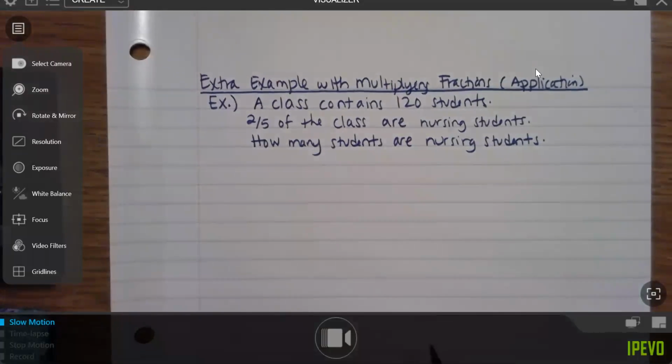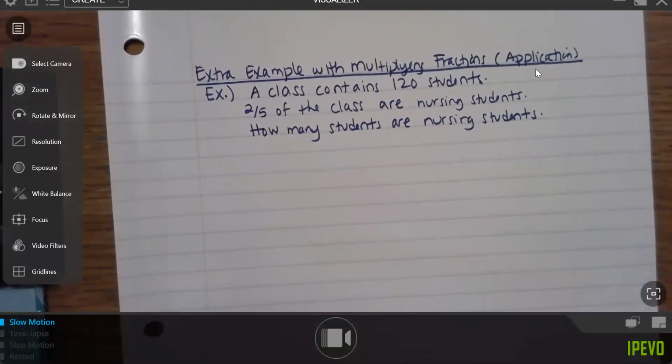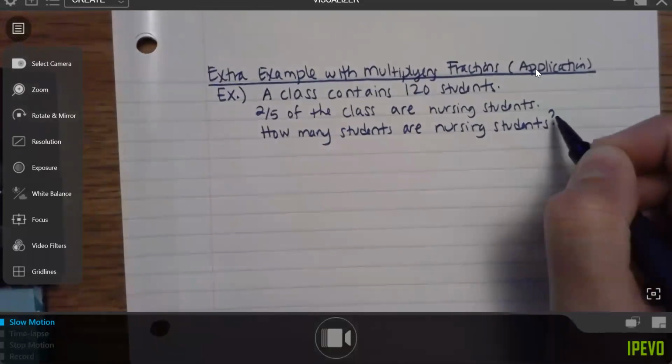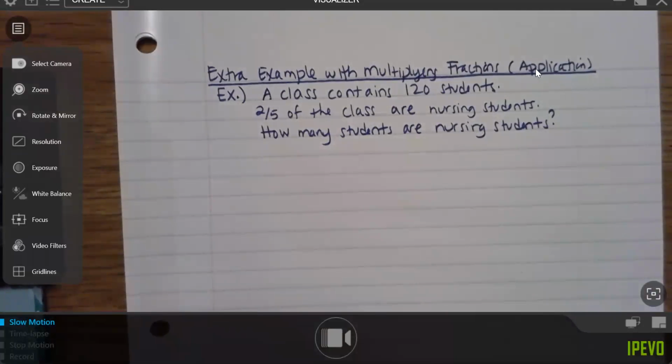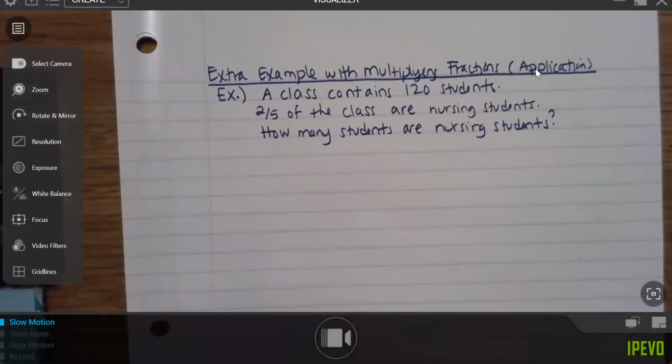Hi everybody, I just want to do one extra example here with multiplying fractions and do an application problem. So the example I have says a class contains 120 students. 2/5 of the class are nursing students. How many students then are nursing students? So when we say how many here, I want to know the number of students out of the 120 that are nursing students, not the fractional form.